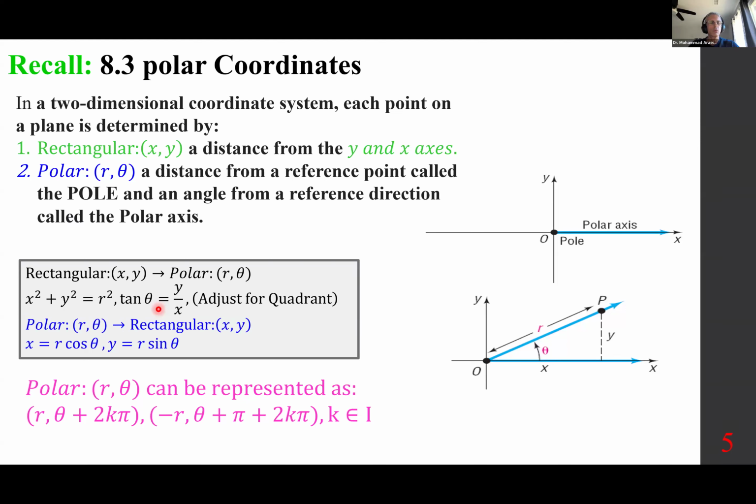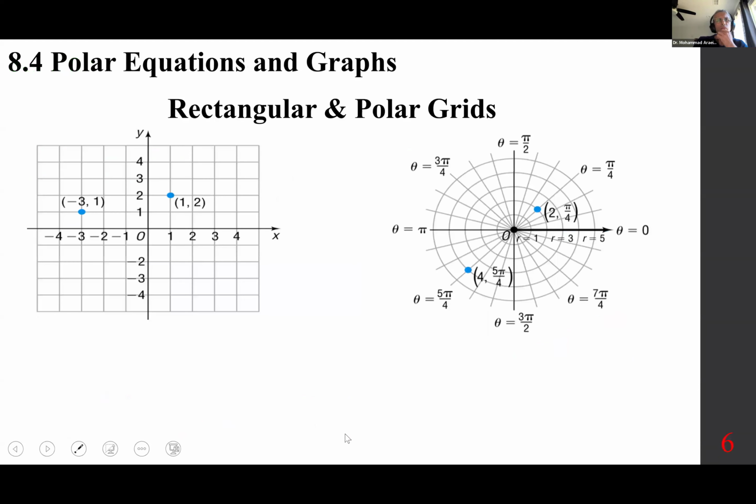A polar coordinate is in the form r comma theta and can be represented infinitely many different ways as we add 2k pi. If we want to change the r to negative, we add pi or odd multiples of pi. As always, k is an integer. So this is what we have seen, and now, polar equations and graphs.